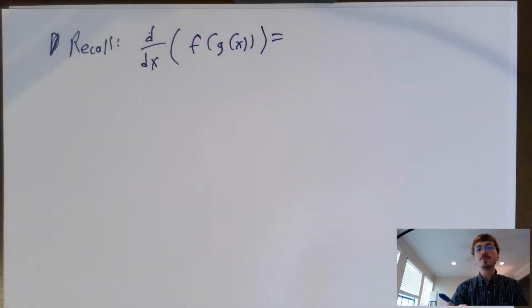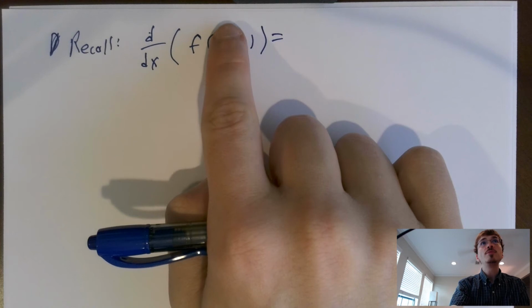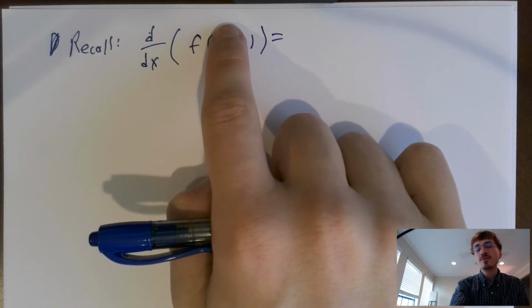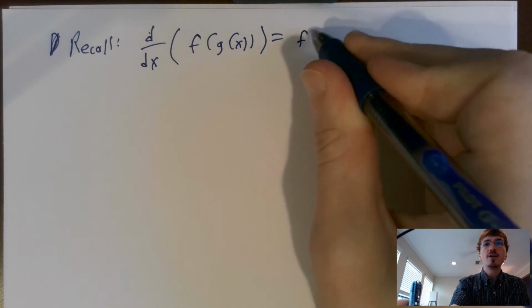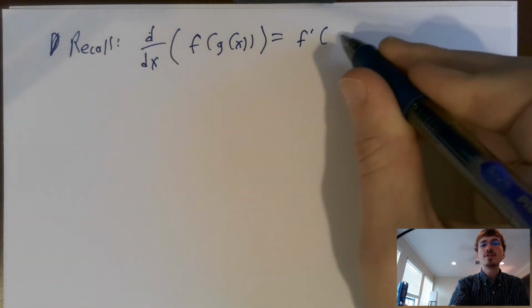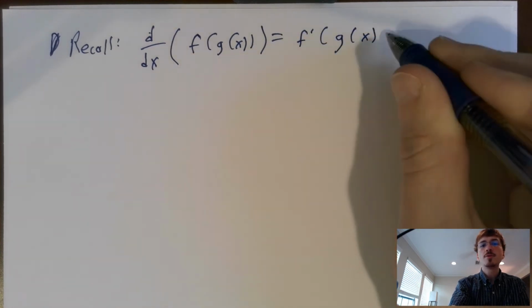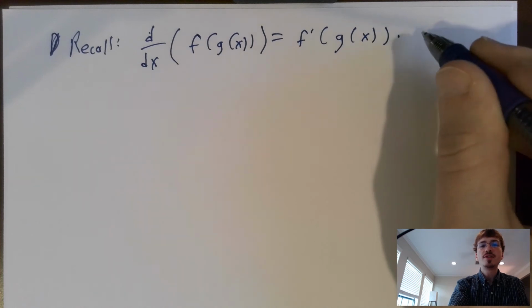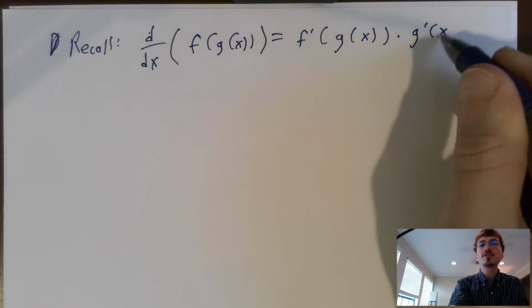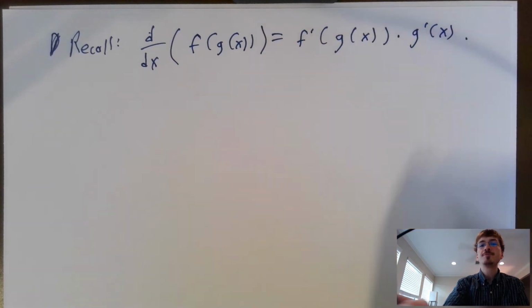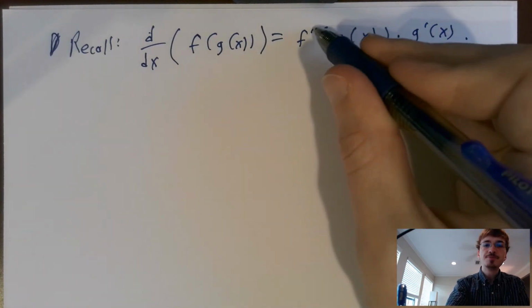How do we do it? Well, we know that it's going to be the derivative of f of stuff, right? This is how we talked about it. The derivative of this is f prime of stuff times the derivative of what's inside. And what's the derivative of the inside function? It's g prime of x, assuming everything's differentiable, of course. And this is the chain rule.